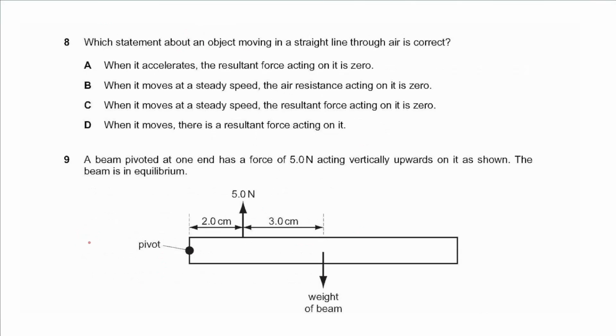Question 8 says which statement about an object moving in a straight line through air is correct? When it accelerates, the resultant force acting on it is 0. No, there must be a resultant force for acceleration to happen. When it moves at steady speed, the air resistance acting on it is 0. No, motion causes air resistance. When it moves at steady speed, the resultant force acting on it is 0. That is correct because resultant force 0, so acceleration 0, so we move with constant speed. When it moves, there is a resultant force acting on it, not always, so the answer here is C.